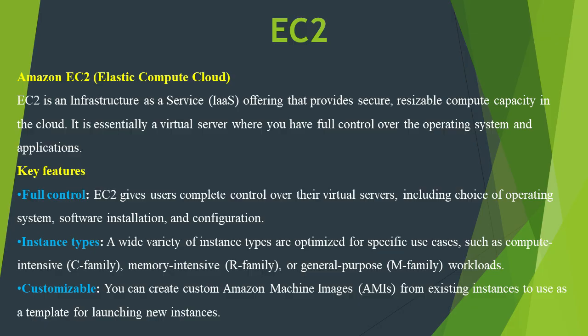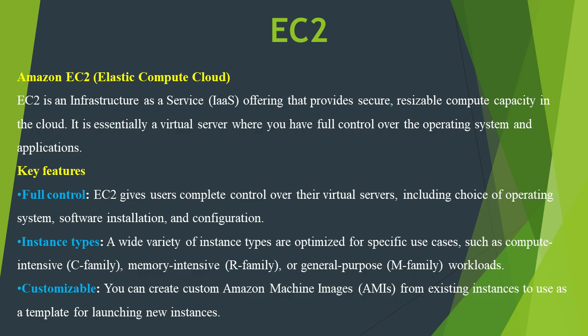The key features: full control, instance type, customizability. EC2 gives the user complete control over the virtual servers, including choice of operating system, software installation, and configuration. Instance type: a wide variety of instance types are optimized for specific use cases such as compute intensive, memory intensive, or general purpose workloads. Customizable: you can create a custom Amazon Machine Image from an existing instance to use as a template for launching new instances.